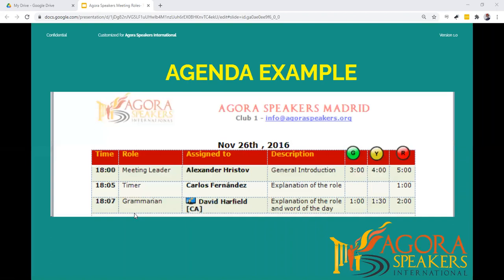Here is an example of part of a meeting agenda. Notice that it shows the times to display the green, yellow, and red signals. On this agenda, the first item is the general introduction by the meeting leader. The timings are 3, 4, and 5 minutes, which means that you should show the green signal at 3 minutes, the yellow signal at 4 minutes, and the red signal at 5 minutes into the speech.